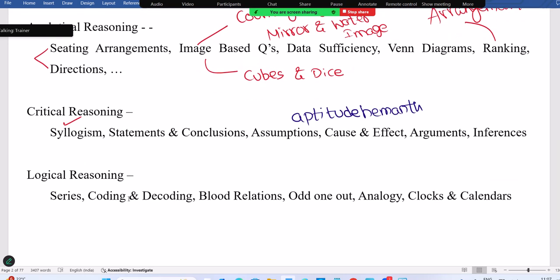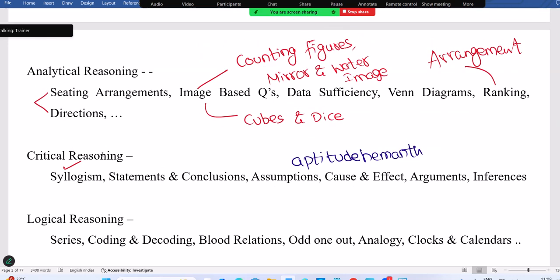Whereas in logical reasoning we can expect series, coding and decoding, blood relation, odd one out, analogy, clocks and calendar, probably that's also one choice. There are many more we can add on. These are the basic topics which we can expect in logical reasoning as well. Right, so yeah, this is what quant.